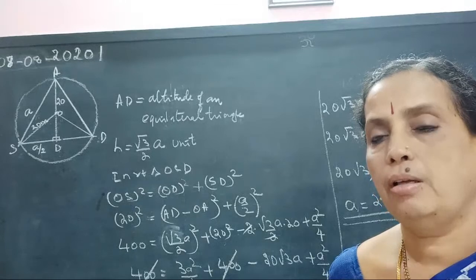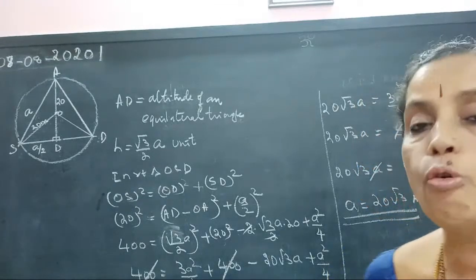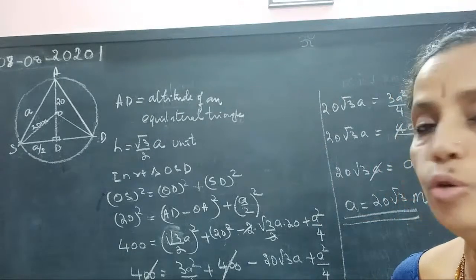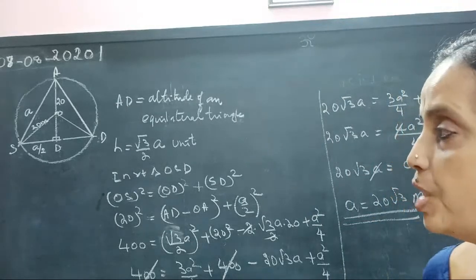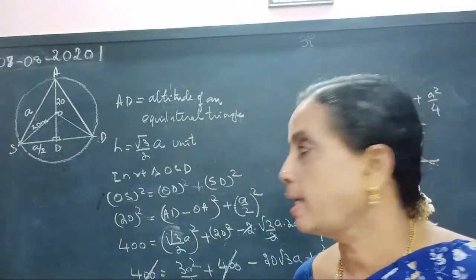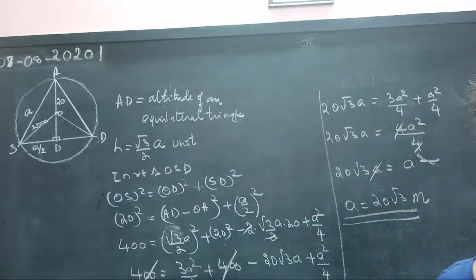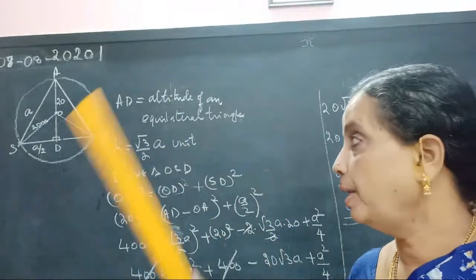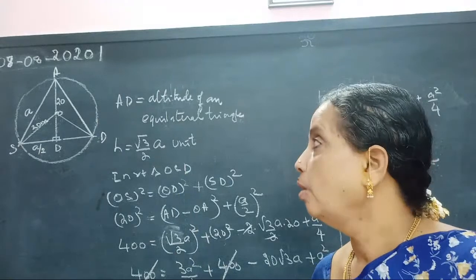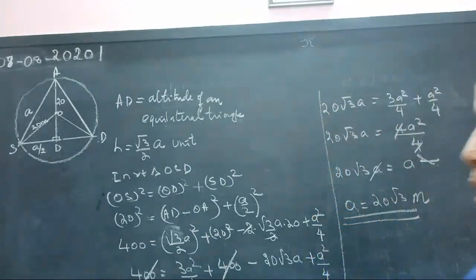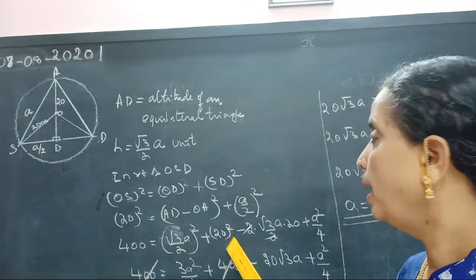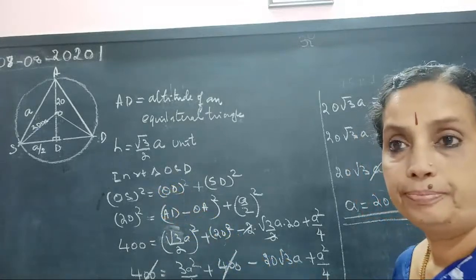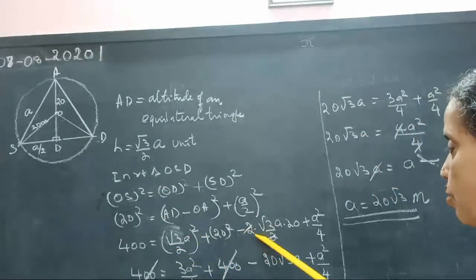Are you all listening to the explanation? Please. Now consider triangle SOD. In SOD, we have OD, SD and OS. OS has the value 20, that is the radius of the circle. SD has the value A by 2, half of the side of the equilateral triangle. But OD doesn't have any value, but we can consider OD as AD minus OA, where AD is the altitude of an equilateral triangle, OA is the radius of the circle. Then you will get root 3 by 2A minus 20. That is OD. So OD can be taken as AD minus OA. Then expanded, A square plus B square minus 2AB.